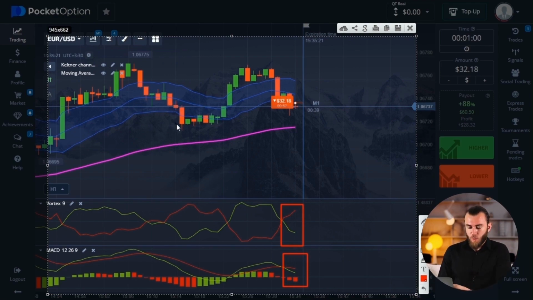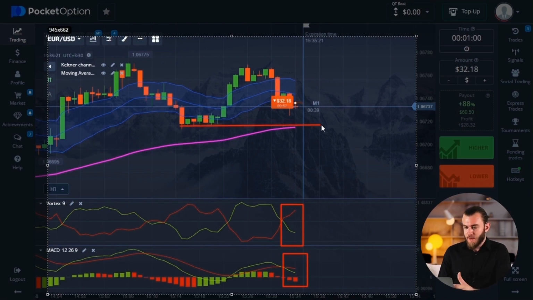The closest support level is far from us. The bottom limit of the Keltner channel is also breached, so I anticipate the price to head towards this level here.